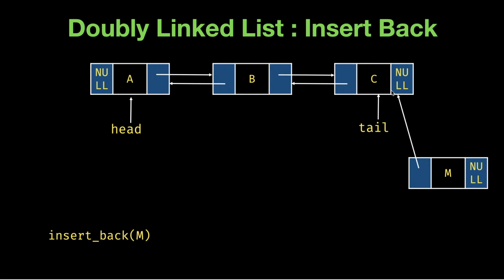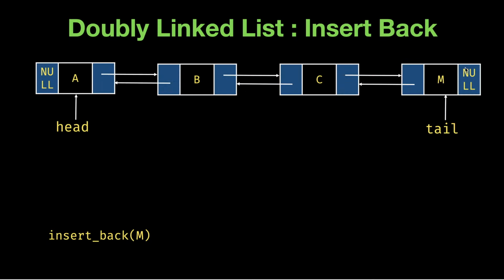The previous of m will be the last node of the existing linked list, and then the existing linked list's last node's next will point to the new node, and we will just bring that tail to the new node. So this will be the new tail now, and we have successfully inserted this node at the end of the linked list. This algorithm is also O(1), sorry, it is constant time.